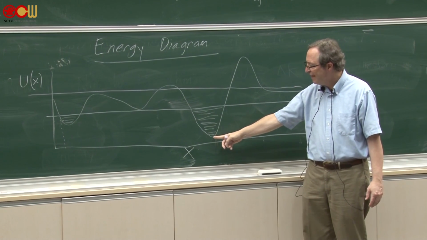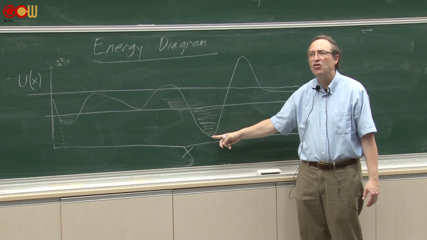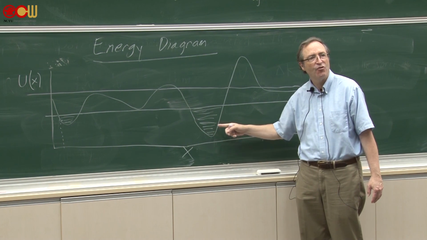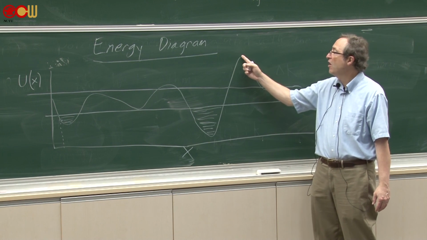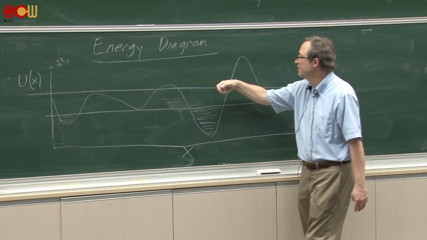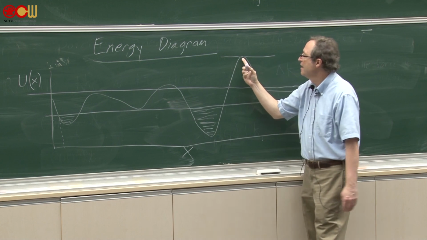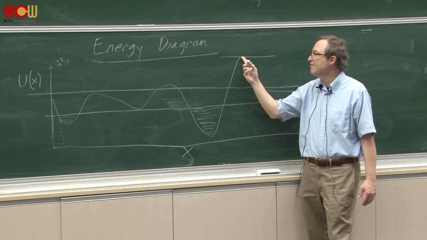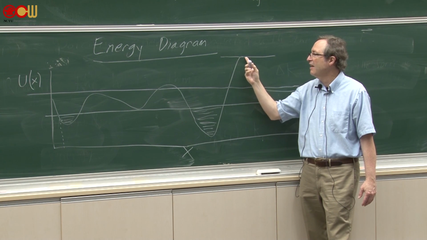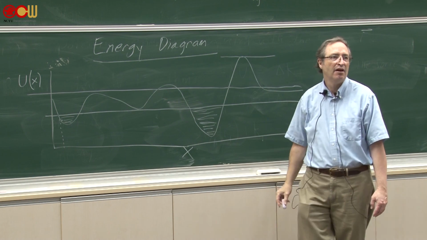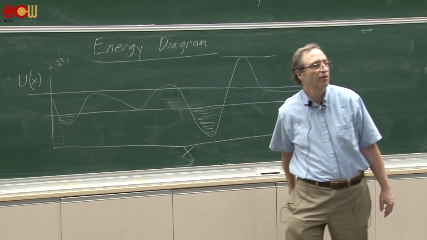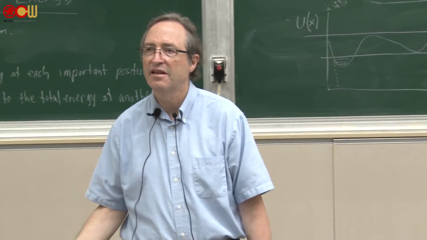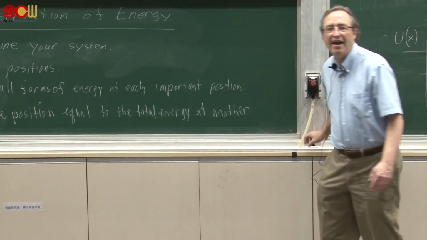If a particle is sitting here, it's called stable equilibrium, because the particle can oscillate back and forth here. If the particle happens to be up here, let's say the total energy was like that, this is called an unstable equilibrium, because if the particle moves just slightly to the left or right, it falls down. Okay? It doesn't oscillate back and forth. So that's where the concepts of stable and unstable equilibrium come from. Okay, I think we're all done.